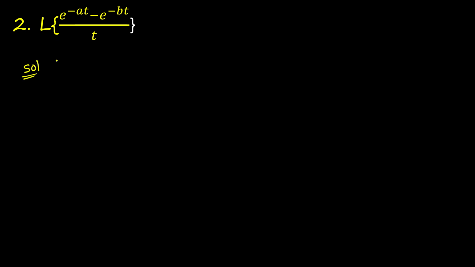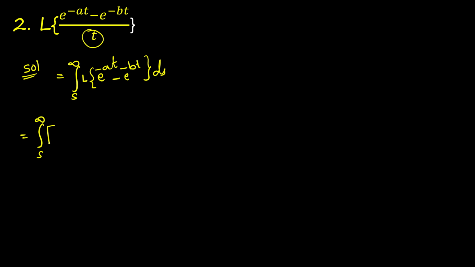Second one: to remove this denominator t, integral s to infinity Laplace transform of the numerator, e power minus at minus e to the power of minus bt, into ds. Now integral s to infinity of the Laplace transform of e power minus at, 1 by s plus a, minus 1 by s plus b, into ds. Clear?